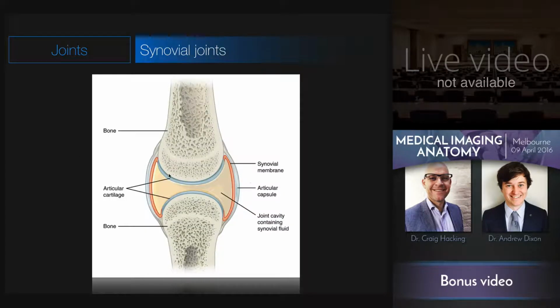Here's the typical example of a synovial joint. We have the articular capsule joining the two bones at the margins. You have a synovial membrane at the inner aspect of that articular capsule attaching to the margins of the articular cartilage. Hyaline articular cartilage covers the surface of the two articulating bones, and synovial fluid sits within the joint cavity.